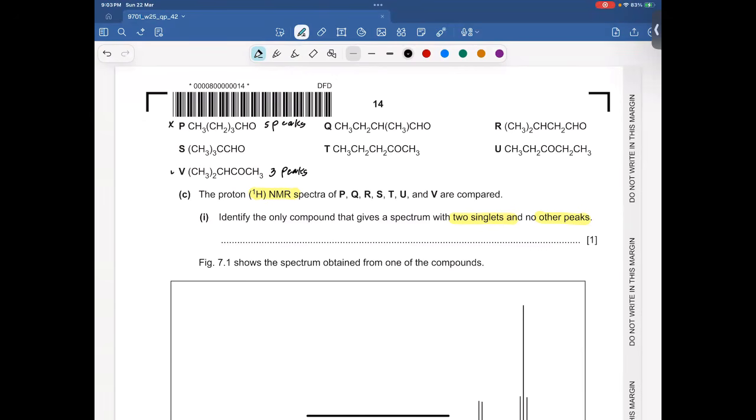You need to apply the n+1 rule on each and every compound. So I'm applying the n+1 rule in my mind, and I'm getting the number of peaks quickly. This will give you a singlet. This will give you a singlet. This will give you a singlet. This will give you another peak. This will give you another peak. So 1, 2, 3, 4, 5 peaks from here.